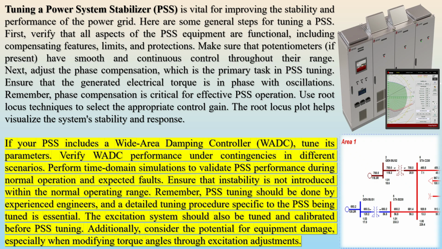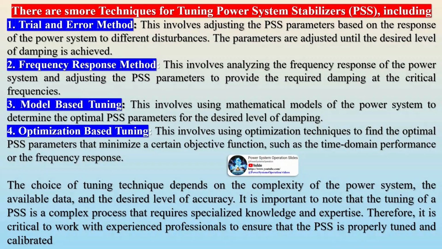Model-based tuning. This involves using mathematical models of the power system to determine the optimal PSS parameters for the desired level of damping. Optimization-based tuning. This involves using optimization techniques to find the optimal PSS parameters that minimize a certain objective function, such as the time domain performance or the frequency response.